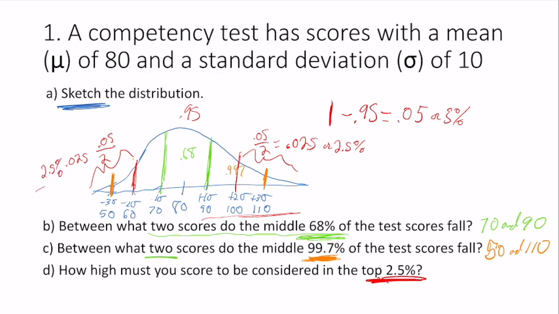So on the left, this is our lower 2.5% of data, and on the right, this is our top 2.5% of data. So in order to score in the top 2.5% of data, you must have a score of 100 or greater.